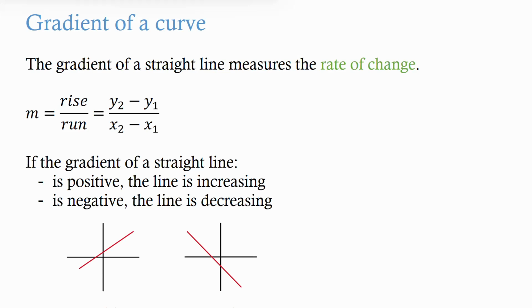In this video, we're focusing on the gradient of a curve. The gradient of a straight line measures the rate of change. So how does y change over t? The formula we use is m equals rise over run, or if you have two coordinates, y2 minus y1 over x2 minus x1. If you draw these out, here are my two coordinates, x1, y1, and then x2, y2. You could substitute those coordinates into the formula to find the gradient.